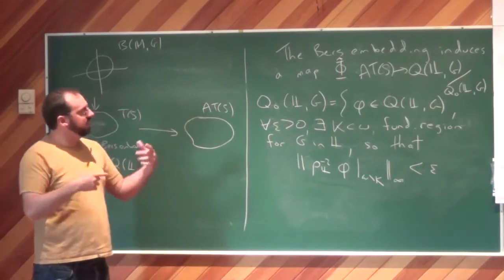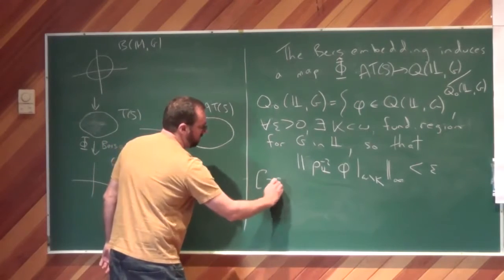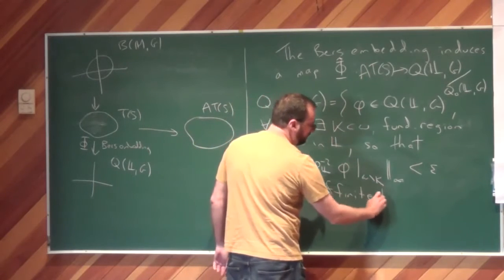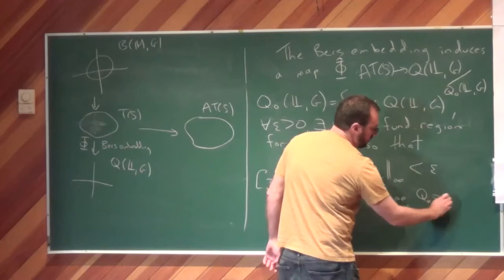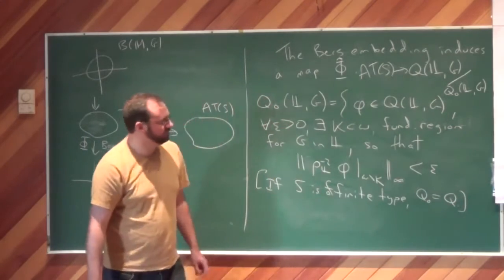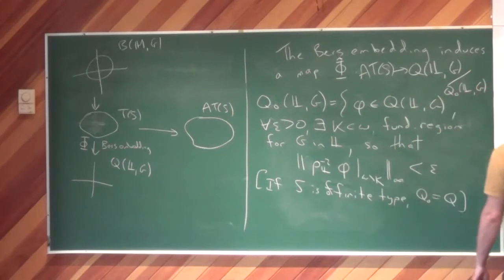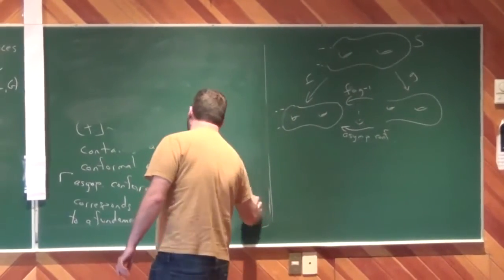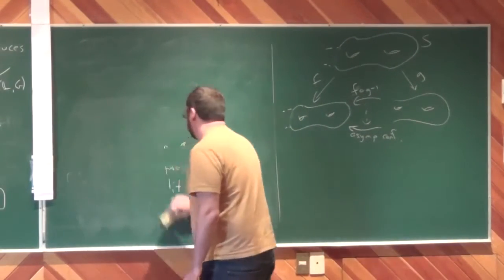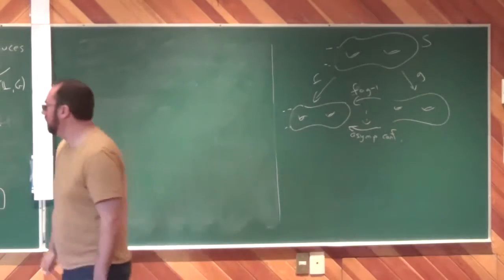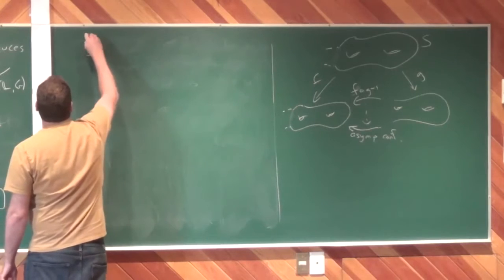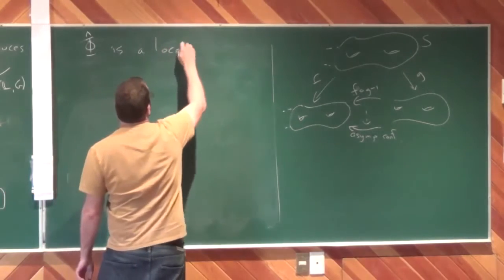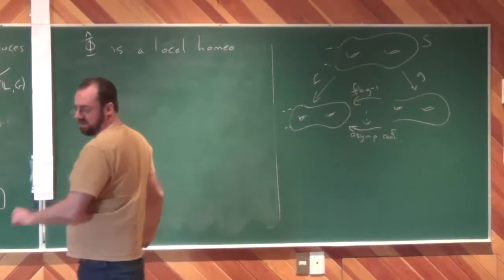So I think I mentioned it back in the second talk, but if S is of finite type, Q0 equals Q. Then phi hat is a local homeomorphism. This is a result of Gardner and Lukic.